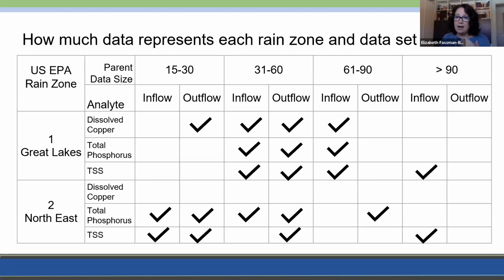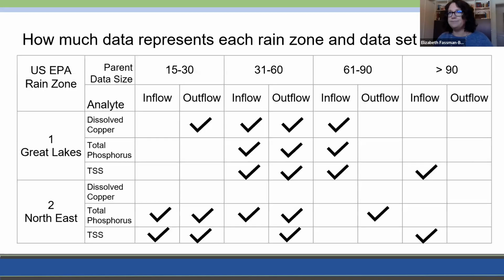And so if I break out a little bit further what the distribution of those data sets looks like, fortunately for the Great Lakes region, we have the majority of the data sets there. Each one of those data sets has 31 to 60 data points. So that's actually quite a lot, especially compared to some of the other rain zones. But you'll see that there were no data sets over here in the really large categories, or in the reasonably small categories. So ultimately, we wind up doing a lot of consolidating of data.